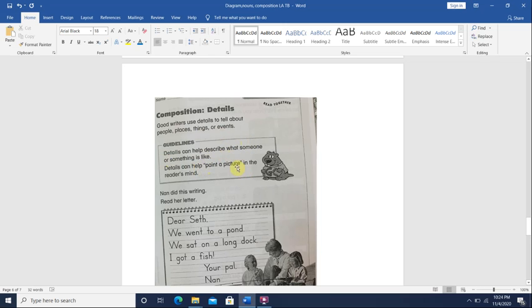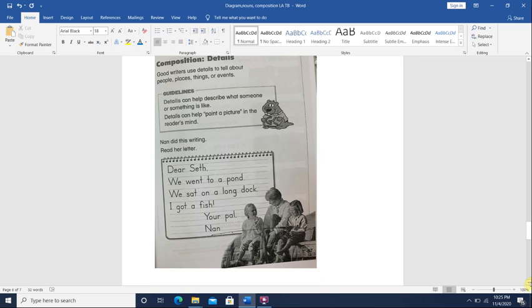Okay? So if I say the girl has long wavy hair, I'm describing what her hair looks like. If I say the bug is small and red with black spots, I'm describing the bug. Okay? So when the reader reads, he or she can paint a picture in their mind. He can imagine or start thinking what the person or the character sees in the story. Okay? So here we'll be reading a letter, or a piece of writing, done by a person named Nan.